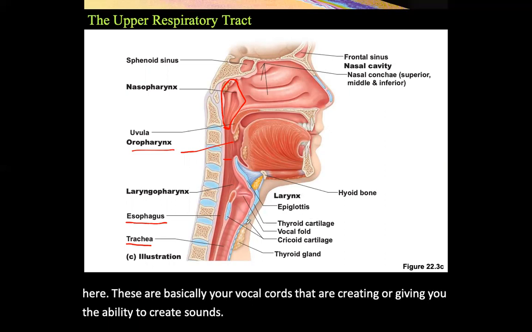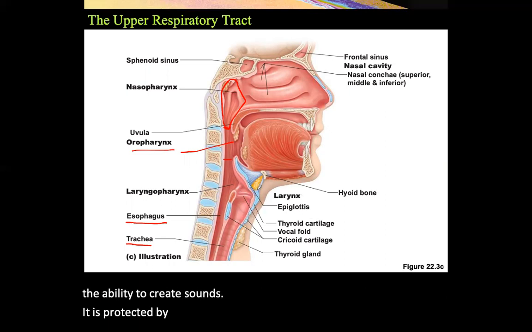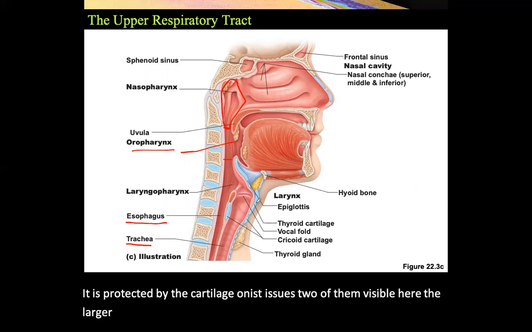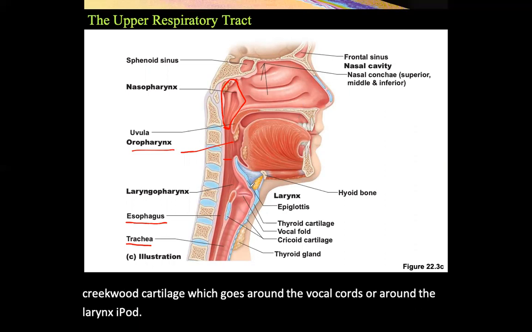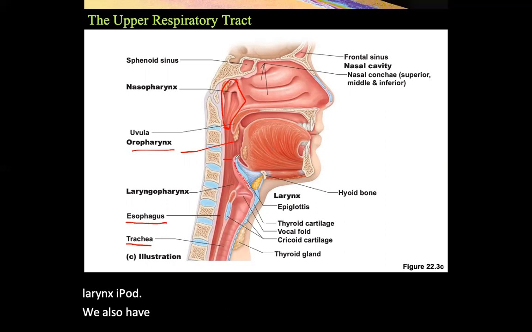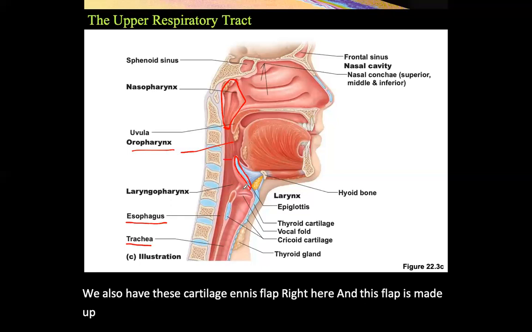It is protected by the cartilaginous tissues, two of them visible here. The larger one is the thyroid cartilage, and the smaller one is called the cricoid cartilage, which goes around the vocal cords, or around the larynx, I apologize. We also have this cartilaginous flap right here. This flap is made up of elastic cartilage and called epiglottis.